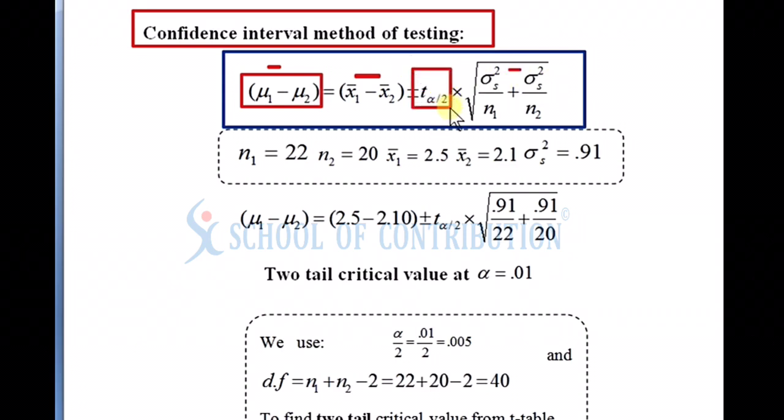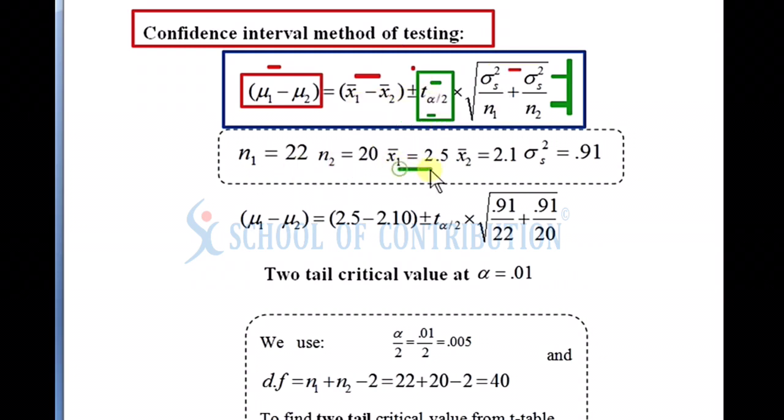This is a combined variance, the combined standard deviation. Now we have to note one critical piece of information over here, that is t alpha by 2. We have to note this very carefully. This t alpha by 2 means the total critical value of t. So in constructing a confidence interval, we always use the total critical value of t, whether the hypothesis is one tail or total, it doesn't matter.